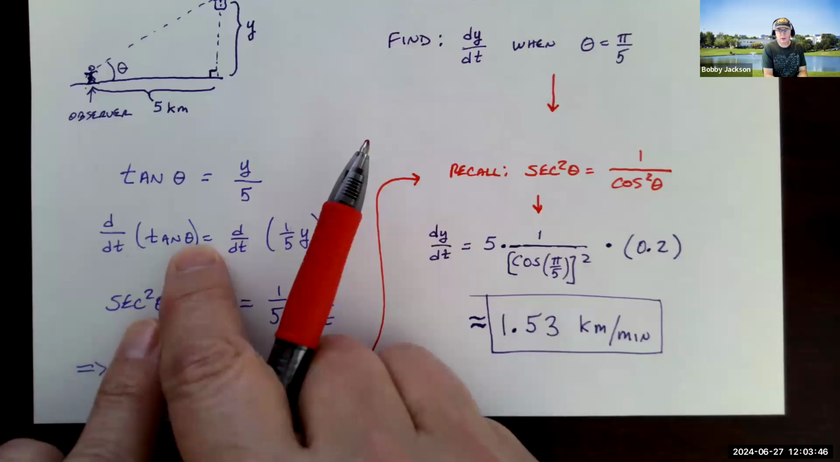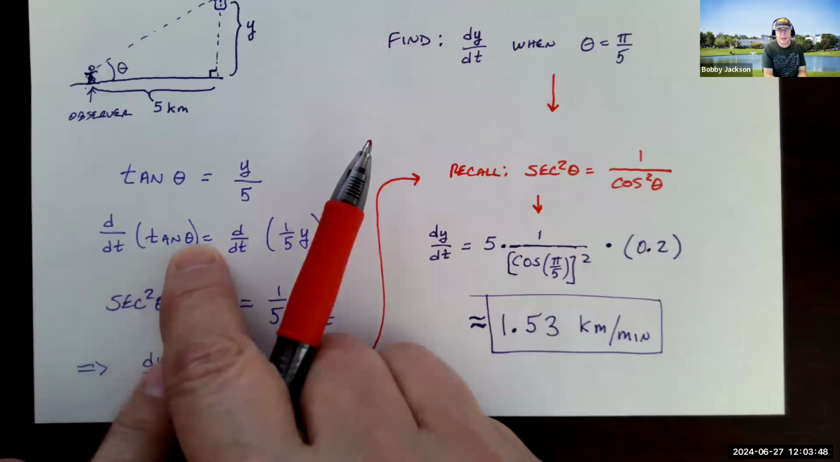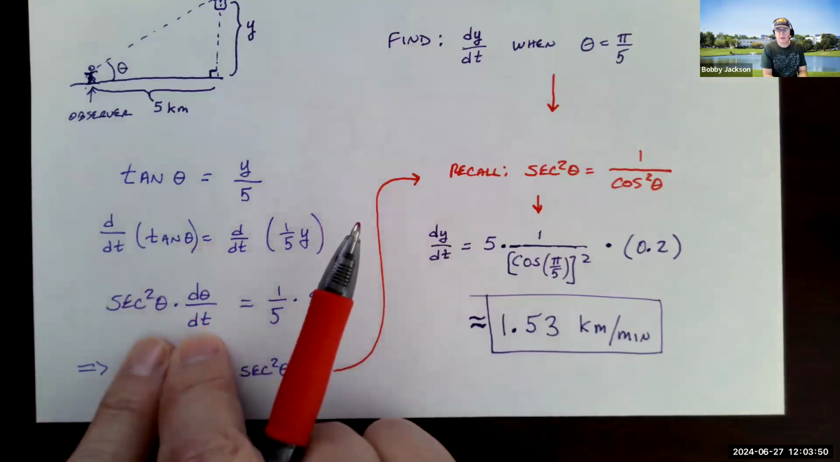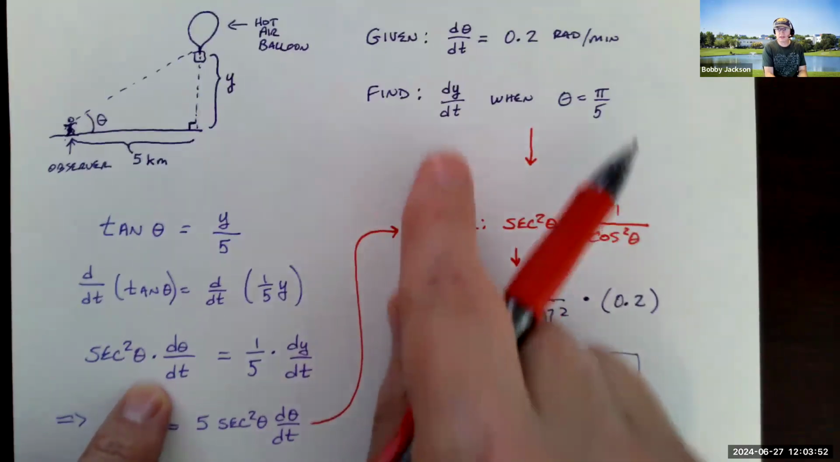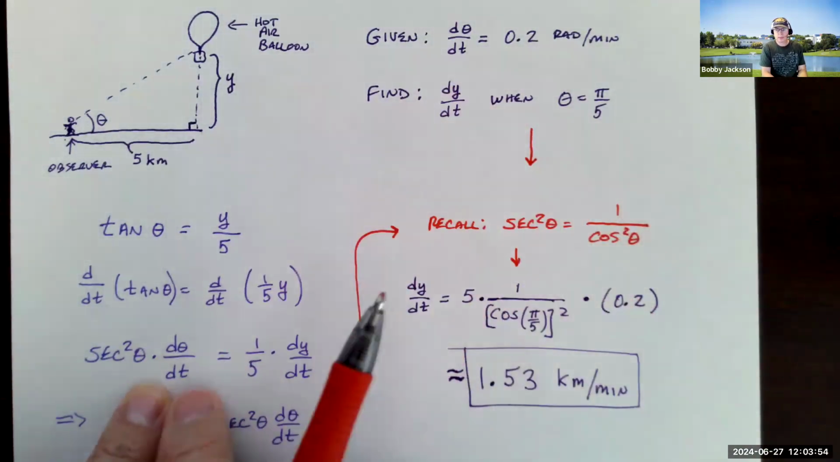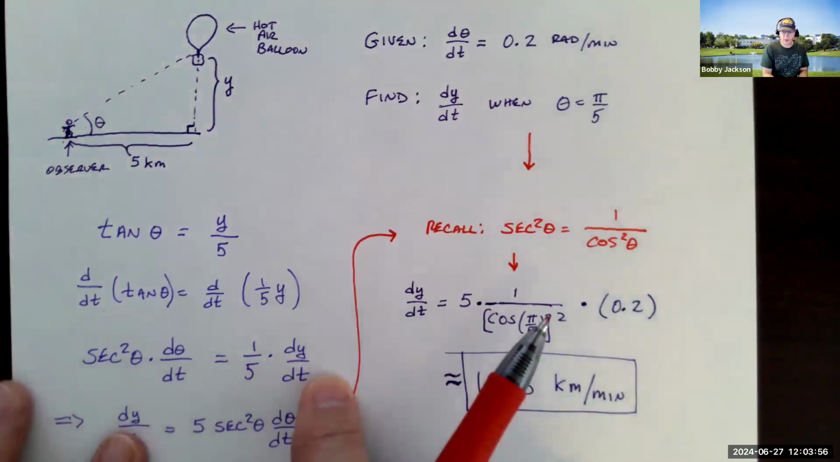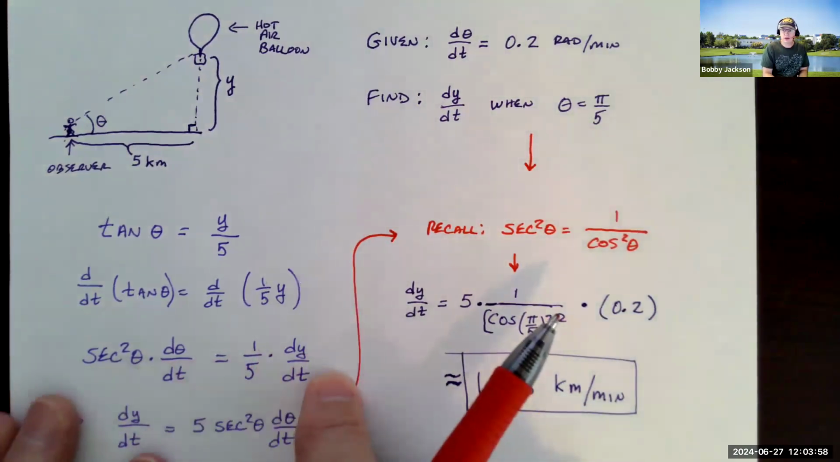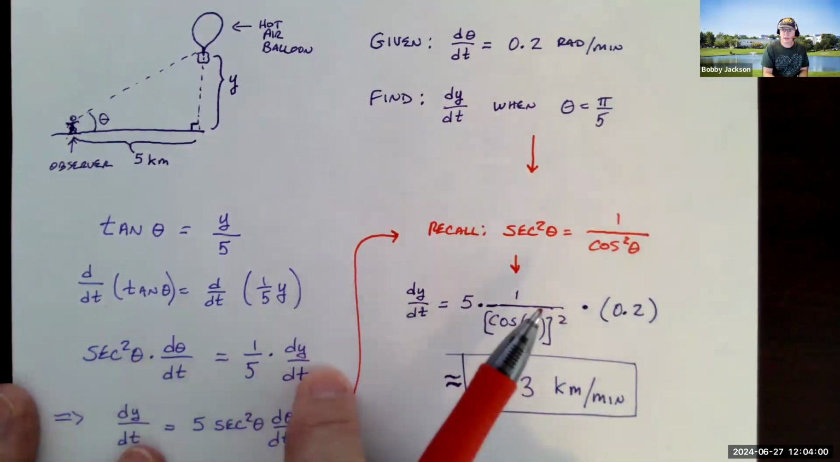Times the derivative of the inner function. What's the derivative of theta with respect to t? Well, it's just d theta/dt, right? And that's important too, because that's the rate that we know. Okay, so here's our related rates equation. Now we can plug things in.